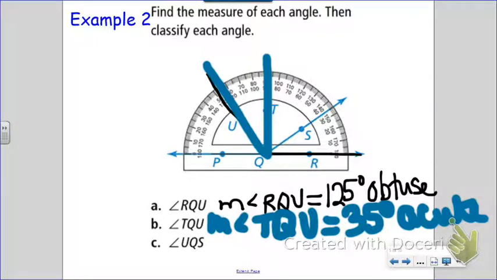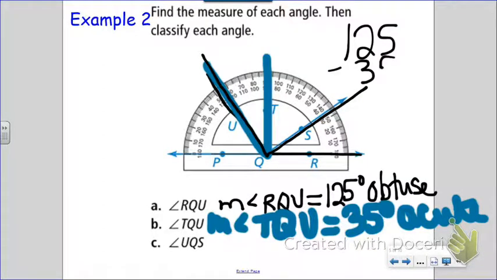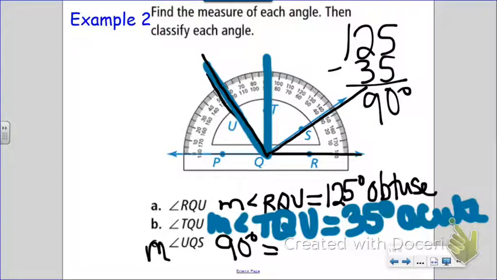And then angle UQS. So remember that this one was at a 125 degree angle. This other one is at a measure of 35 degrees. So 125 minus 35 gives us 90 degrees. If it's exactly 90 degrees for its measure, then it is a right angle.